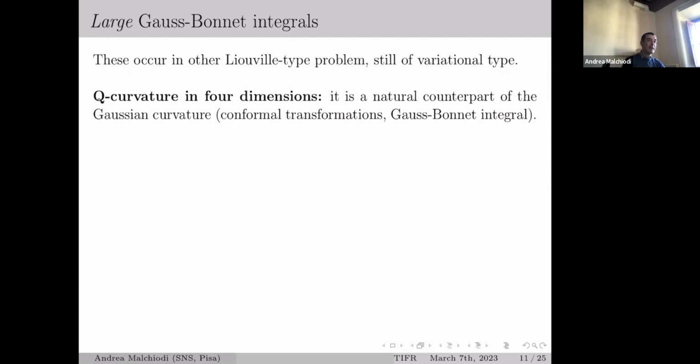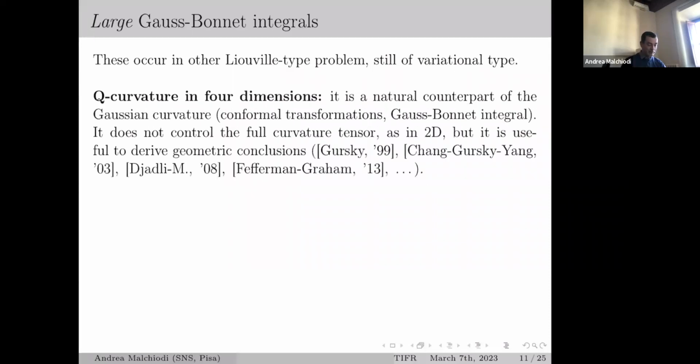So you have a nice conformal transformation law. There is yet a Gauss-Bonnet integral, which involves the Ricci tensor and the Weyl curvature. And in those cases, it can exceed the one of the sphere. So this curvature doesn't control the full curvature tensor, as in 2 dimensions, but still you can get some useful geometric conclusions. So I mentioned works, for example, by Gursky, Chang, Gursky, Yang, Pfeffermann and Graham, and others.